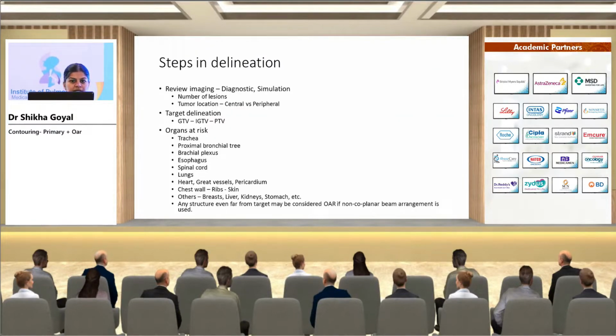So the patient should be able to lie down in the planned position for nearly 20 to 30 minutes. So these are the steps in delineation. Every time when we are seeing any phase, any step in SBRT, we should review the diagnostic imaging, the simulation imaging, compare them for any changes in the interim period, look at the number of lesions as well as the tumor location. I'll deal with the target delineation and the OAR delineation in this order.